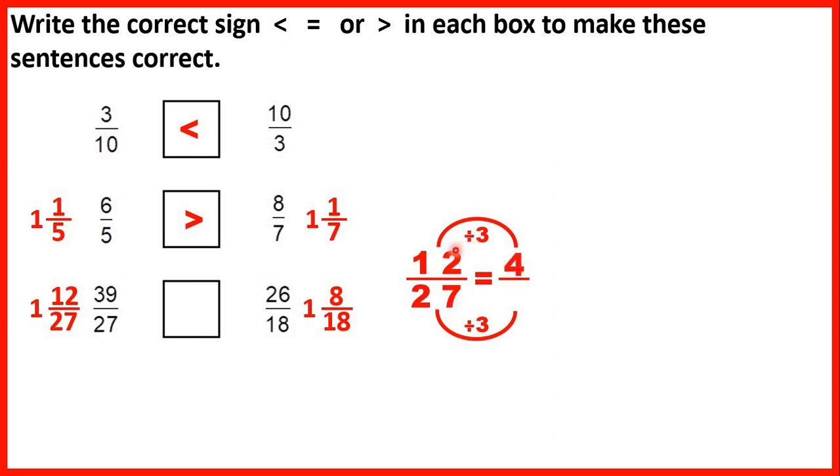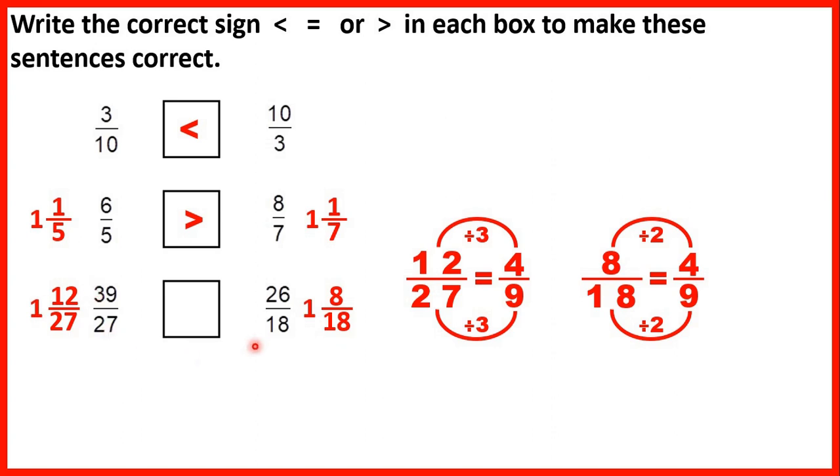So if we divide both by 3, that gives us 4/9. And we can simplify 8 over 18 because those numbers are both in the 2 times table. And if we divide both by 2, that gives us 4/9 as well. So both of these fractions are equivalent to 1 and 4/9, so they're fractions of the same value. They're equivalent, so we need an equal sign.